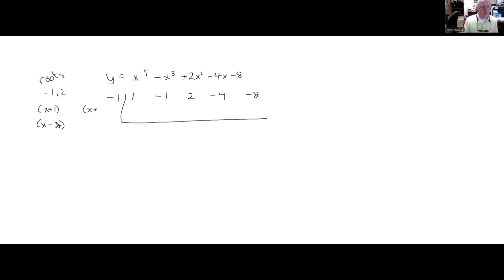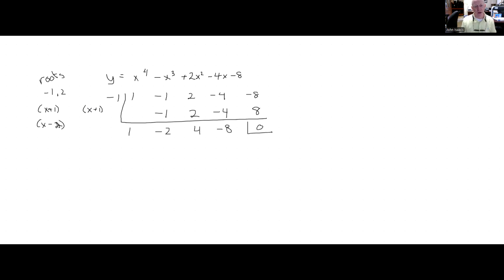I always try to keep track of what I'm doing as far as the root versus the factor. Drop the 1 down, multiply the -1 times the 1, and get -1. We're adding these 2 up, that's -2. We're multiplying -1 times -2, that's going to give us 2. We are adding those 2 up, that's going to give us 4. We're multiplying -1 times 4 and get -4. We're adding the -4 and -4, we're getting -8. We're multiplying -1 times -8, we're getting +8. And we do, in fact, get a 0 here, meaning that we've just factored out x plus 1.